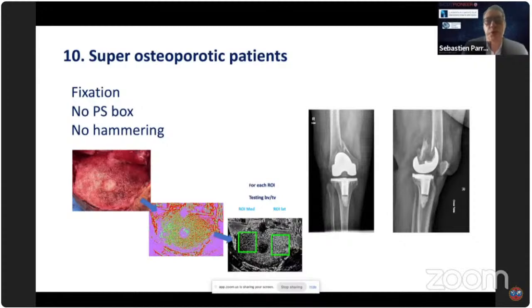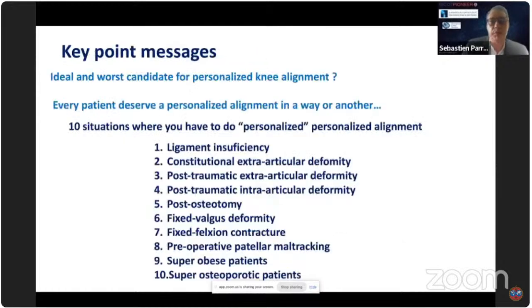Be careful of the super osteoporotic patient as well. In the Middle East, there are a lot of very osteoporotic patients. Be careful of the implant that you use, no box, no hammering, and be very careful with the excess of valgus on the femur as well for this patient, because you might end up with a fracture.